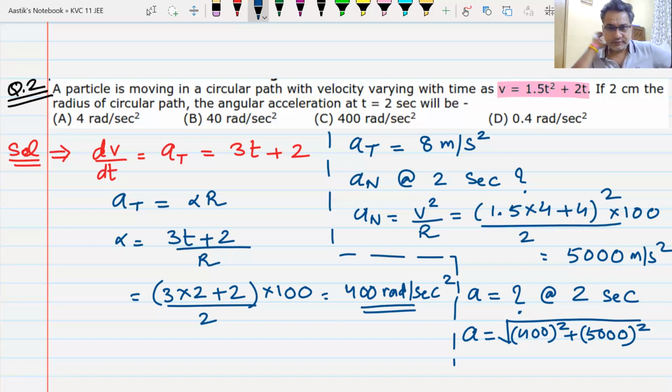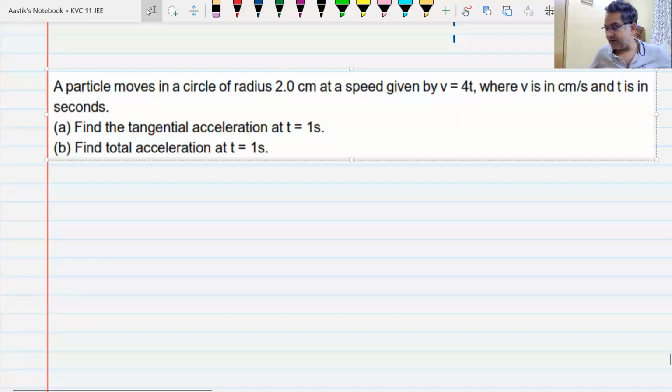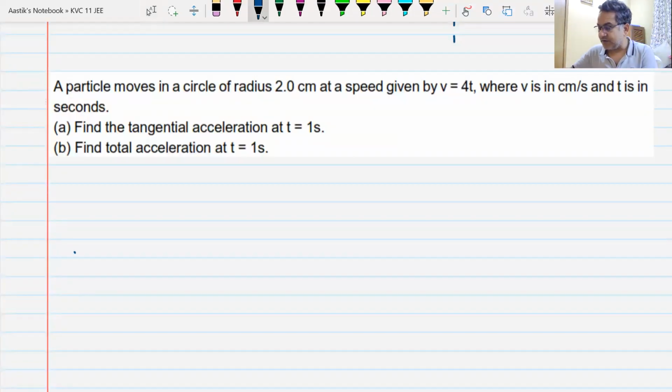Everyone has noted this down? Shall I give you the question then? Yes, sir. Best of luck. And if you can give me the answer to both the parts, that means you have understood this concept of linear and angular quantities. And I can stay at peace. Give you 2 minutes to solve this.